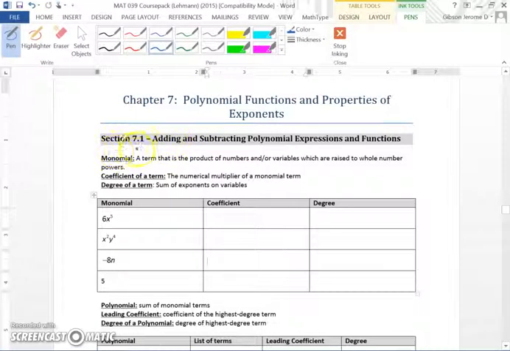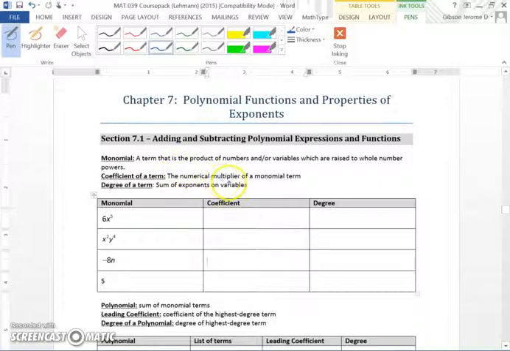Hello class, we're about to start section 7.1, adding and subtracting polynomial expressions and functions. We have a monomial, a term that is the product of numbers and/or variables which are raised to a whole number of powers. Basically that's one term.